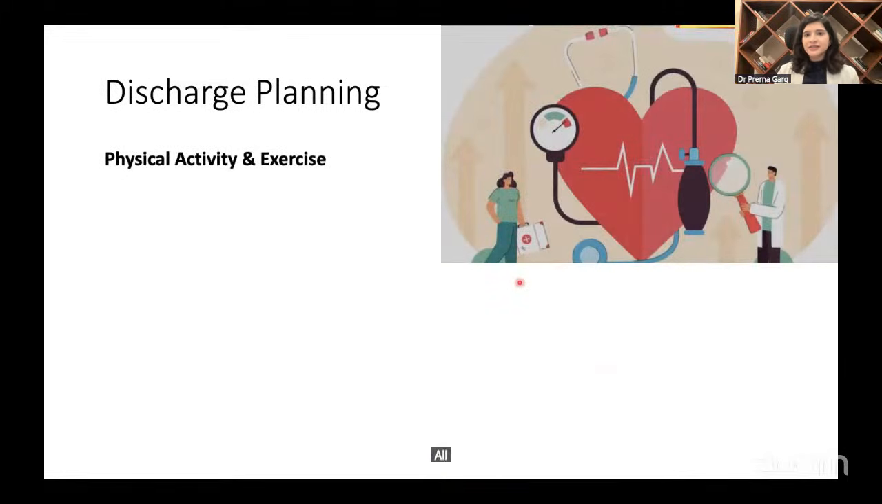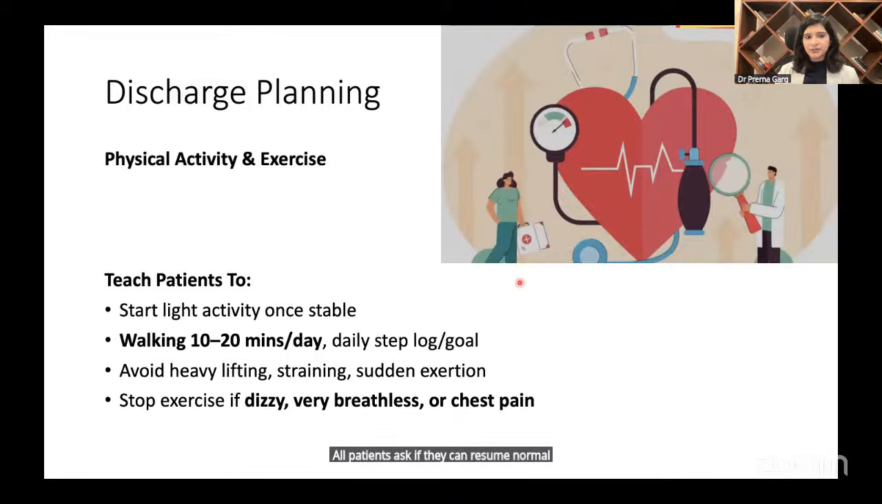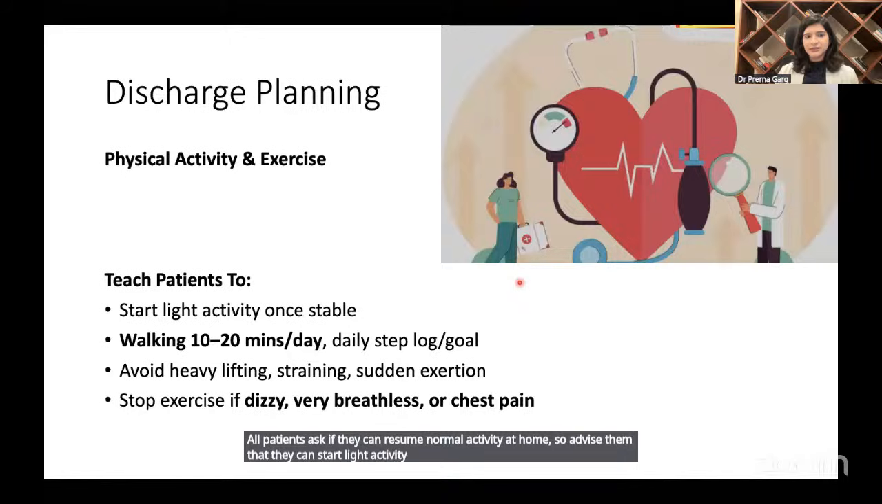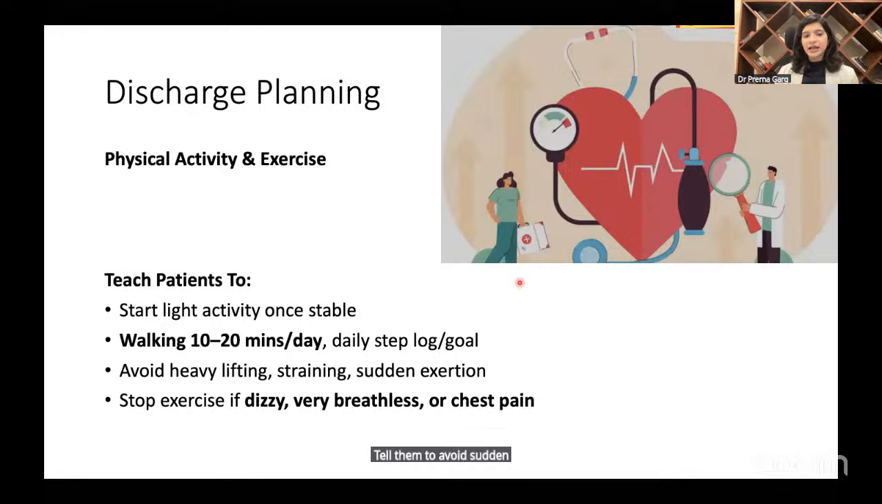All patients ask if they can resume normal activity at home. So advise them that they can start light activity once they are stable. Walking 10 to 20 minutes per day should be okay, and they should maintain a daily step log. So everyone has a step counter on their phone at this time. Advise them that if you are taking 5,000 steps today, next week reach 7,000. The week after that, try to reach 10,000 and gradually increase your exercise. Tell them to avoid sudden heavy lifting and stop exercises if they get very dizzy or breathless.